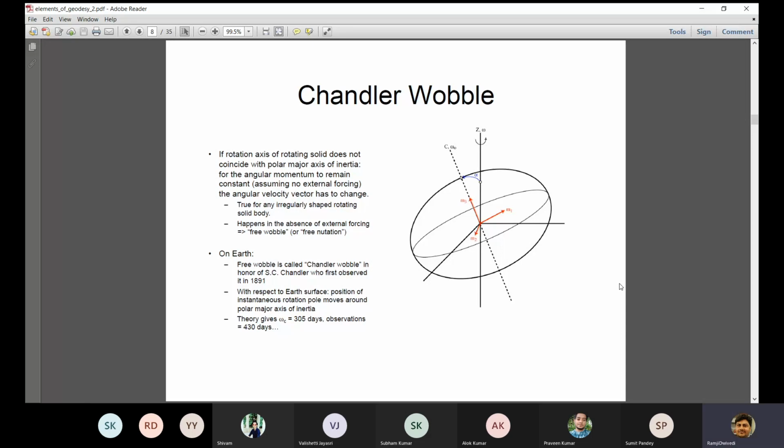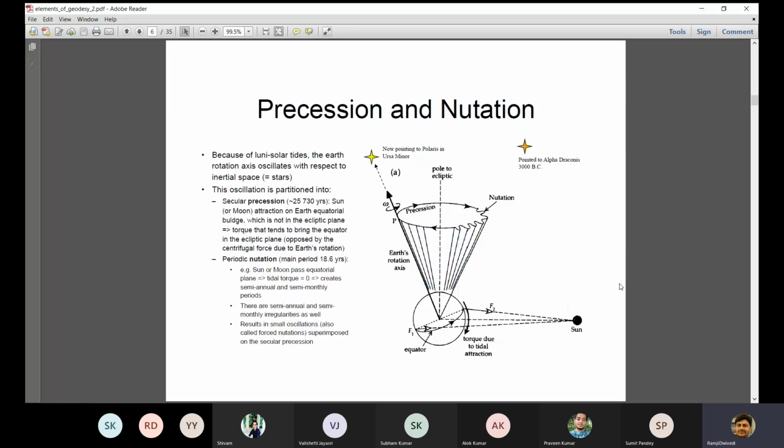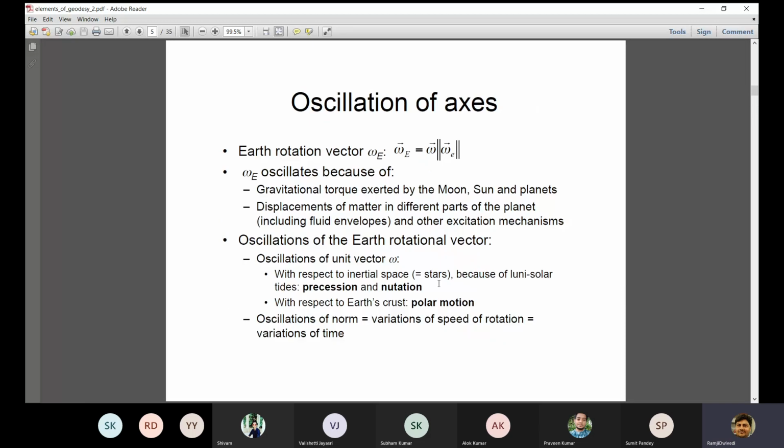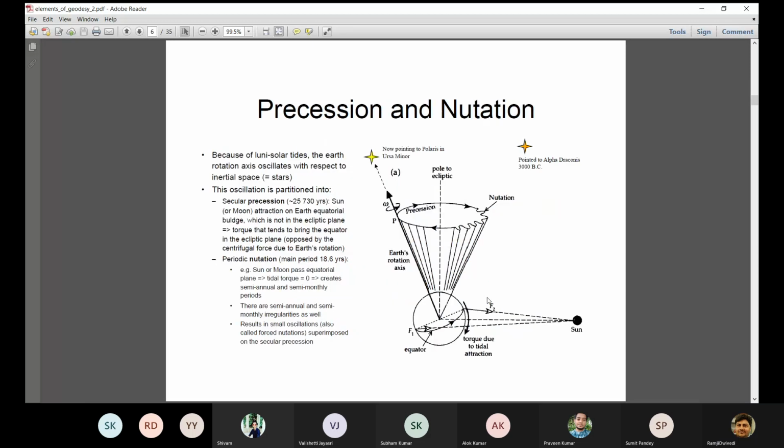So another concept is called the Chandler Wobble. Please remember the Earth rotation vector slide; we have discussed this, isn't it? We have discussed the oscillation of the unit vector with respect to inertial space, that means precession and nutation. But we have to study it with respect to the Earth crust also. What happens to the Earth unit vector with respect to the Earth crust? We have seen the movement of precession and nutation.